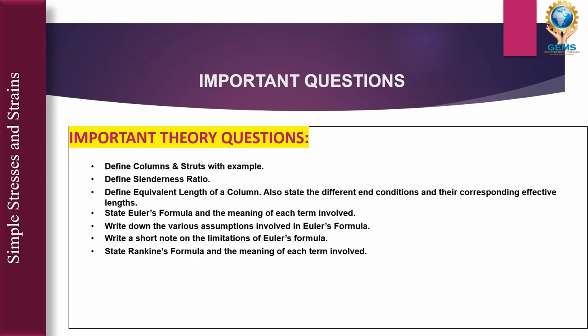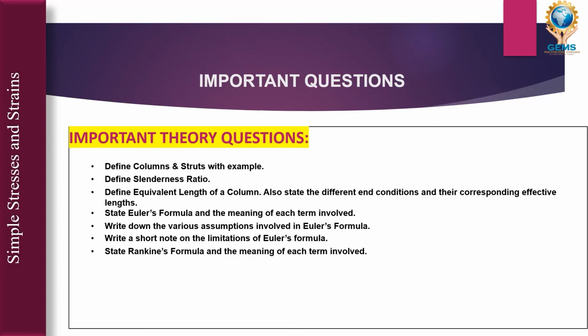Then write down the various assumptions in Euler's formula. As I told you, they may ask in the theory parts also. Then write short notes on limitations of Euler's formula. What are the limitations of Euler's formula? As I told you, Euler's formula is not applicable for short columns. It is only applicable for long columns. So you have to keep this in your mind.